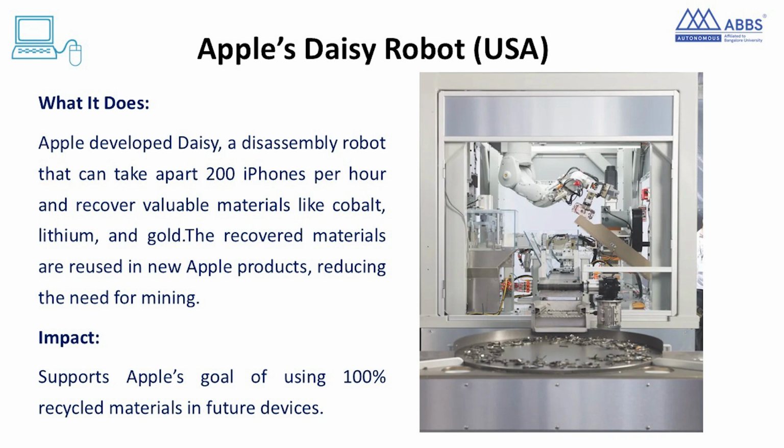Now we also have one of the best examples from Apple. Apple developed Daisy, a disassembly robot which could take apart up to 200 iPhones per hour and recover valuable materials like cobalt, lithium and gold. The recovered materials are used in new Apple products, reducing the need for mining. The impact is supporting Apple's goal of using 100% recycled materials in their future devices. Now, while doing this, Apple also ensures that production quality and standards are met.